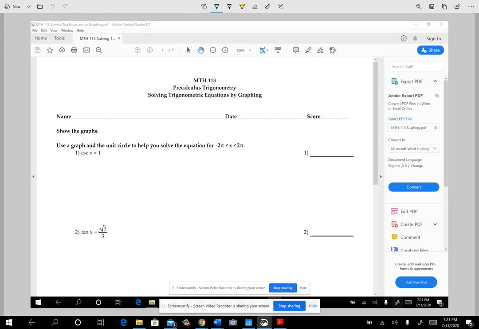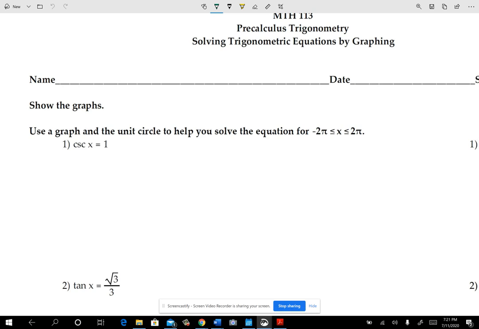All right, so this problem wants us to use a graph in the unit circle to try to solve the equation for negative 2 pi is less than or equal to x is less than or equal to 2 pi. So we're going to look and see for which x values between negative 2 pi and 2 pi does cosecant of x wind up equaling 1, okay? We're supposed to use a graph to do that. So that means we want to try to get a graph drawn.